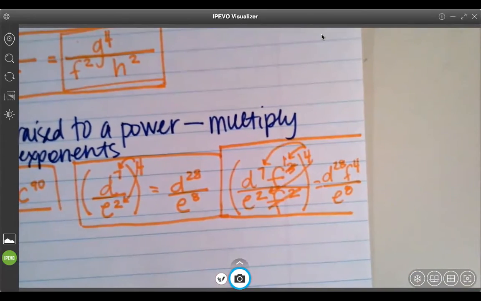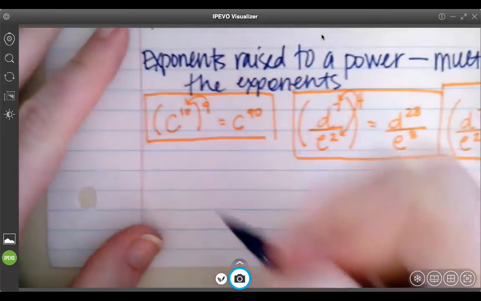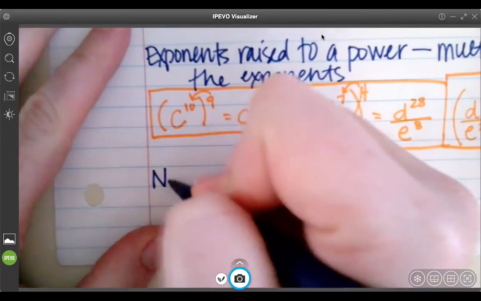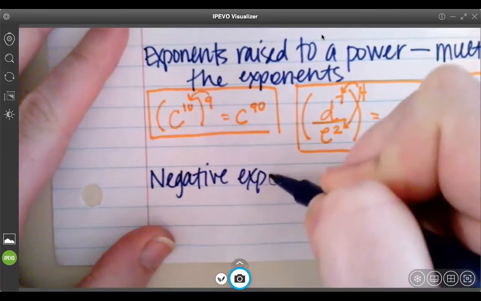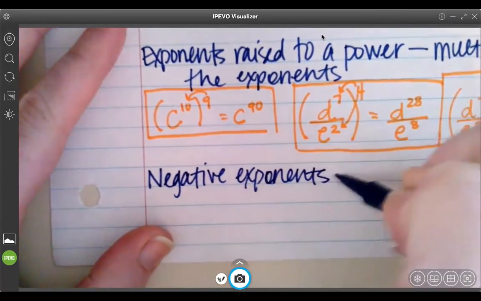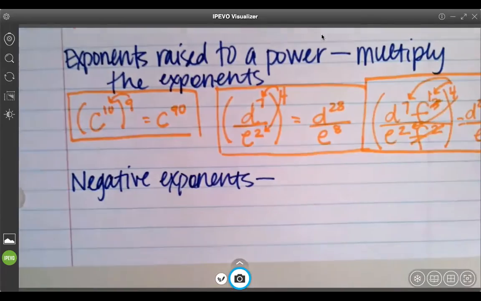Okay. So we've already talked about negative exponents, but there are two little rules that go along with exponents that I want to cover. For negative exponents, all you're going to do is move them to the other side of the fraction, period. If they're negative in the top, they're not happy up there, move them to the bottom. If they're negative in the bottom, they're not happy down there, move them to the top.